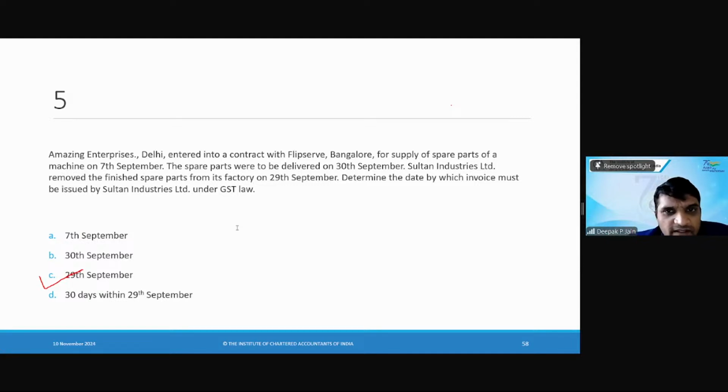Yeah, the Amazing Enterprises is just to confuse you, just the names are a bit interchanged. But determine the date on which invoice is to be issued by Sultan Industries. And Sultan Industries had removed the finished goods on 29th September. So we have to consider 29th September itself as the relevant date. Correct. First two lines are irrelevant.